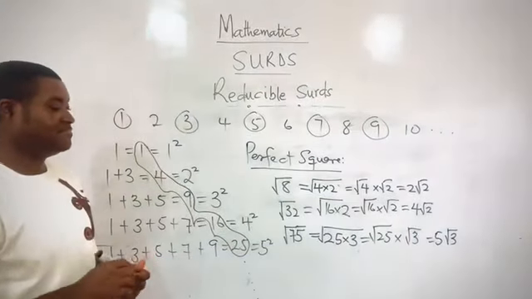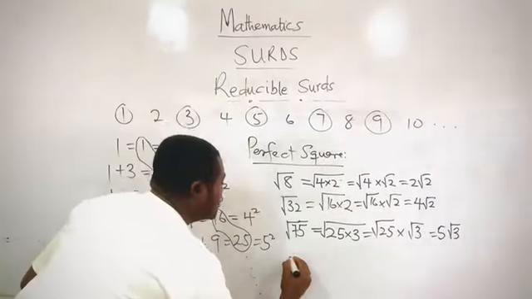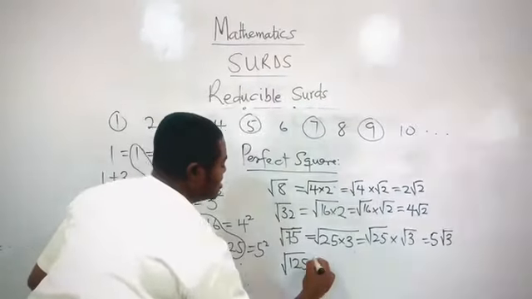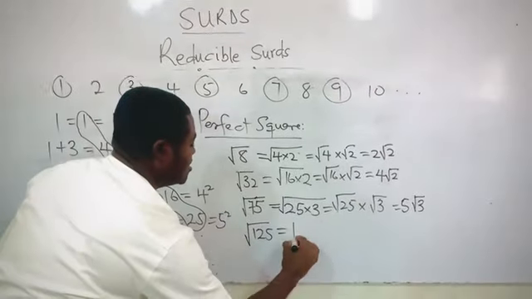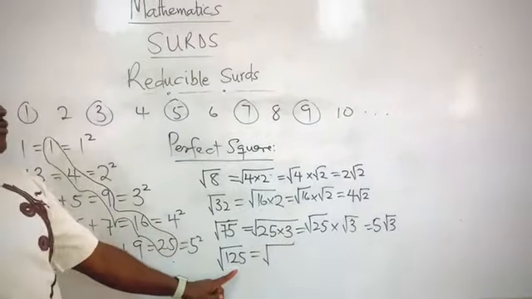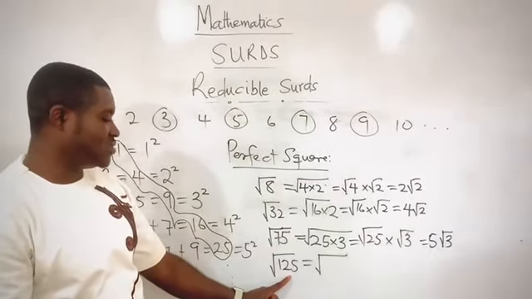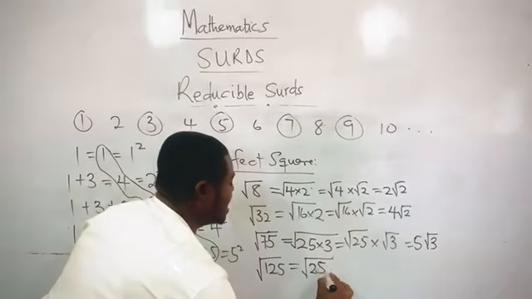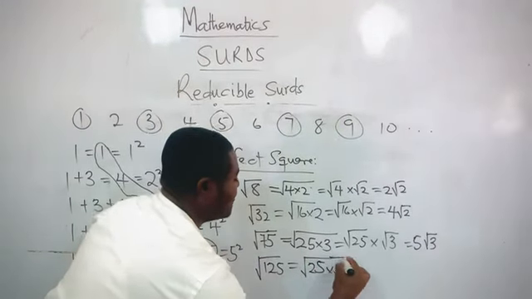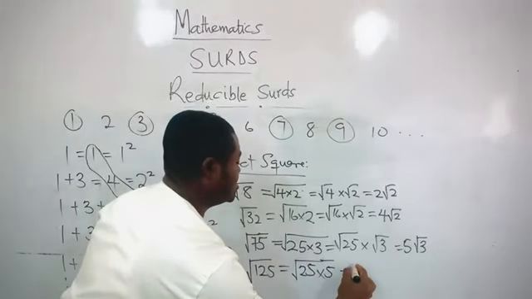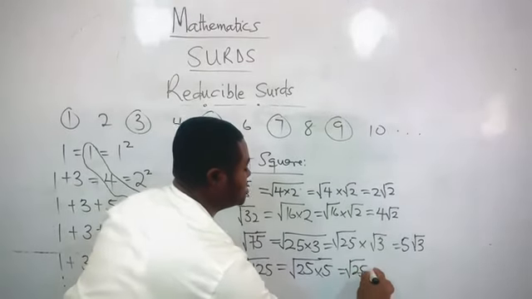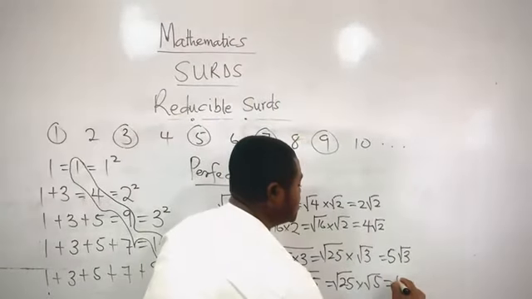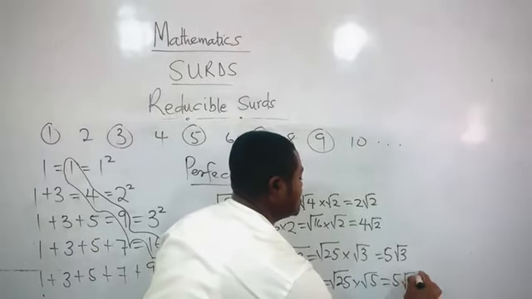And this is root 3, but this you cannot reduce. It becomes irrational. Then you go for root 125, which is equal to the root of 2 numbers or 2 factors. One should be a perfect square and the other an integer. And that is 25 times 5. And this will be root 25 times root 5. Root 25 is 5, times root 5.